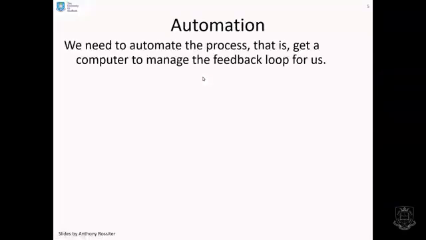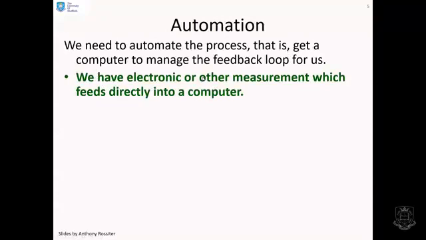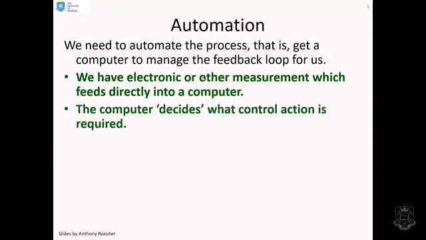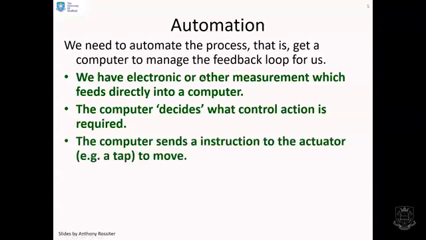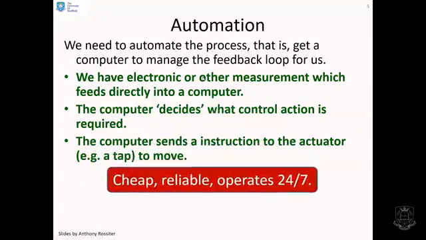Automation then. We need to automate the feedback process, that is, to get a computer to do the job for us. We've got electronic or other measurements available, and these can feed directly into a computer. The computer can then decide what control action is required. The computer then sends an instruction to the actuator, which could be a tap or something else, to move appropriately. And as you can see, this is relatively cheap, reliable, and the key thing is it operates 24/7, it doesn't get tired, it's much less worried about the hostile environment, and it's cheap.